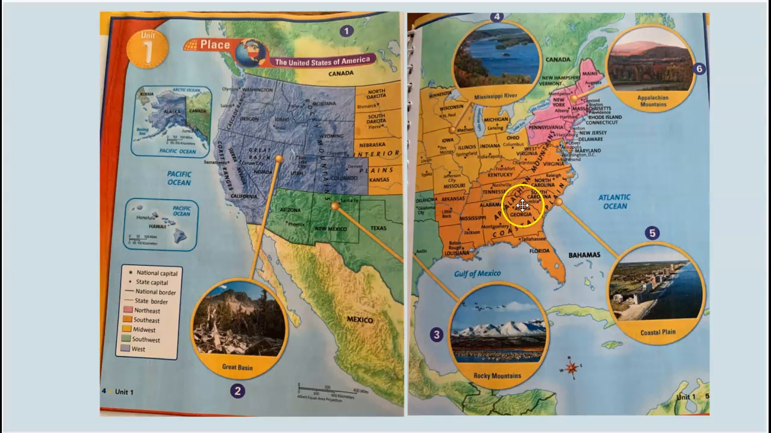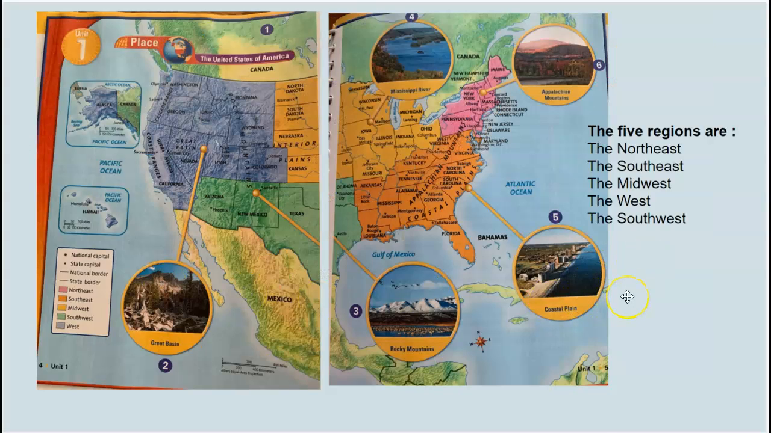Here's Northeast, here's Southeast. Notice North, South, and they're on the eastern side of the country. So Northeast, Southeast. Here, this green section is the Southwestern region, because this is the southern half of the country. Southwest, Southeast. So the 5 regions are the Northeast, the Southeast, the Midwest, the West, and the Southwest. Be sure you can locate these 5 regions on a map.